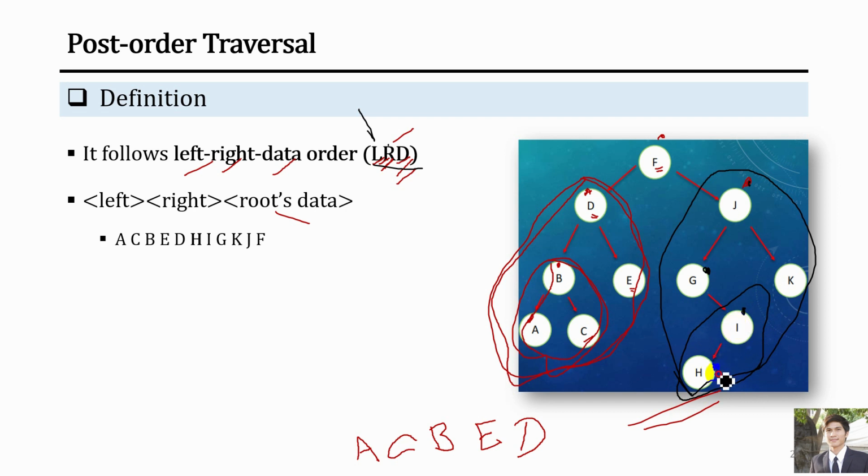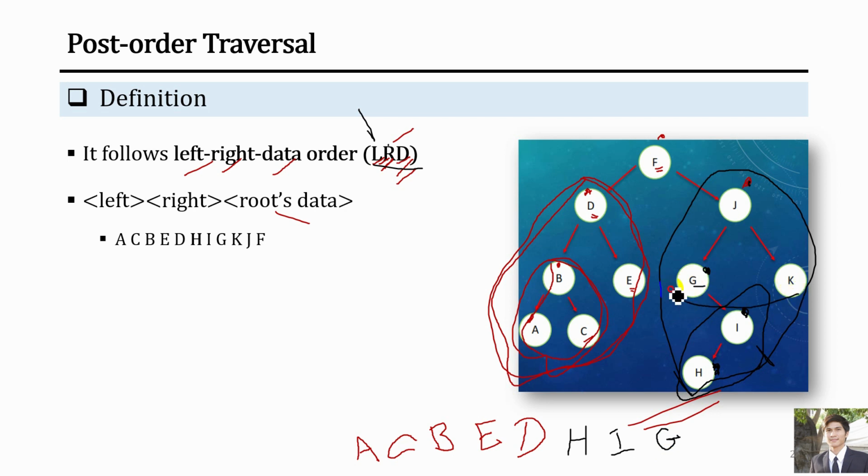Based on the rule, left, right, and our data on the root. Because now here is a root, we must go left, which is H. We got H, because H has no other child. So left is done. You go right, but the right of I has no data, so now we can display I. And then this is done, we display G. After G, we go right.